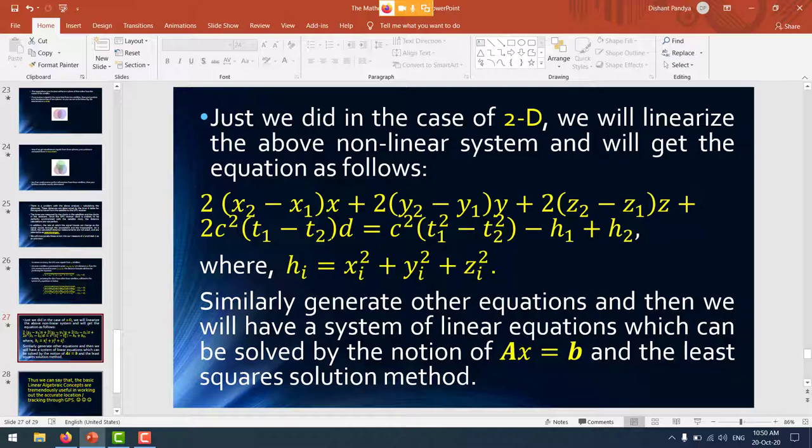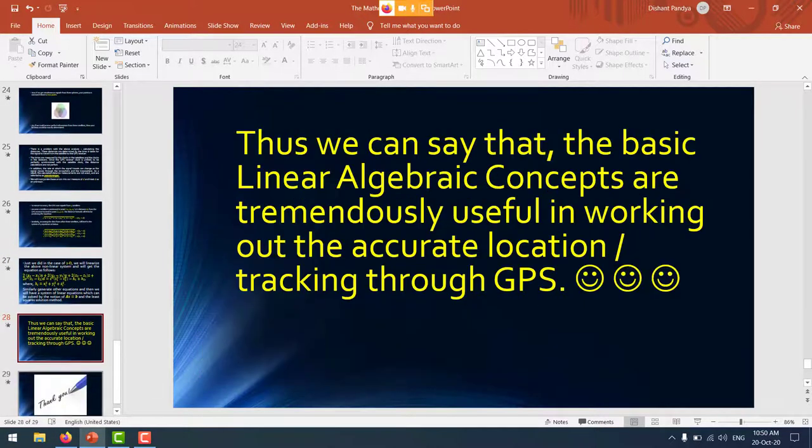Now, what do we do if we don't know about any numerical methods to solve it? Then the idea is quite simple. Just take the approach of the least squares method. Okay, so the least squares method basically gives you the best fitting or the nearest solution to the actual one. Okay, and we are familiar with the least squares approximation method as well. So just apply that method to these equations and you are done. Okay, so basically we can say that these basic linear algebraic concepts are tremendously useful in working out accurate location or tracking through GPS.